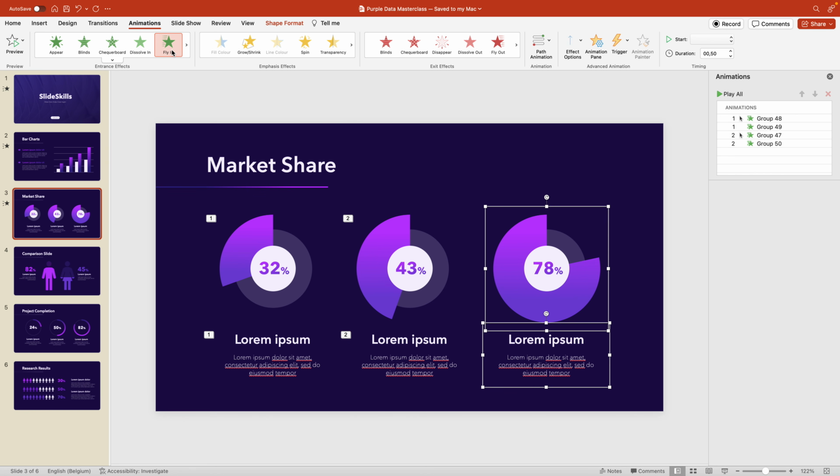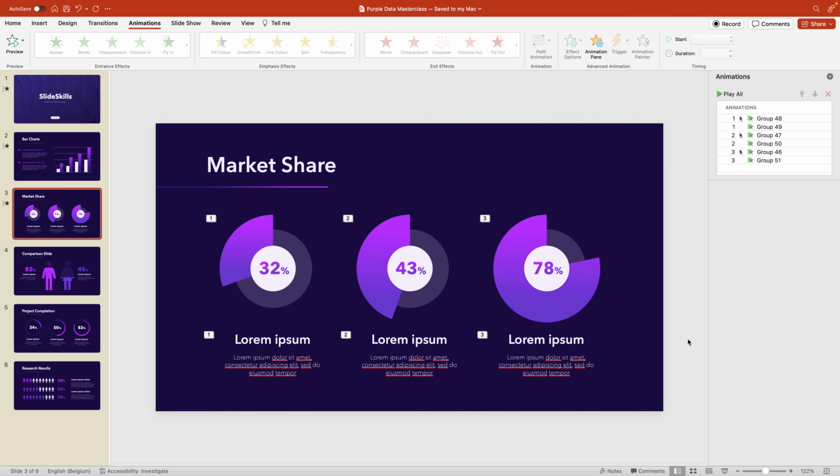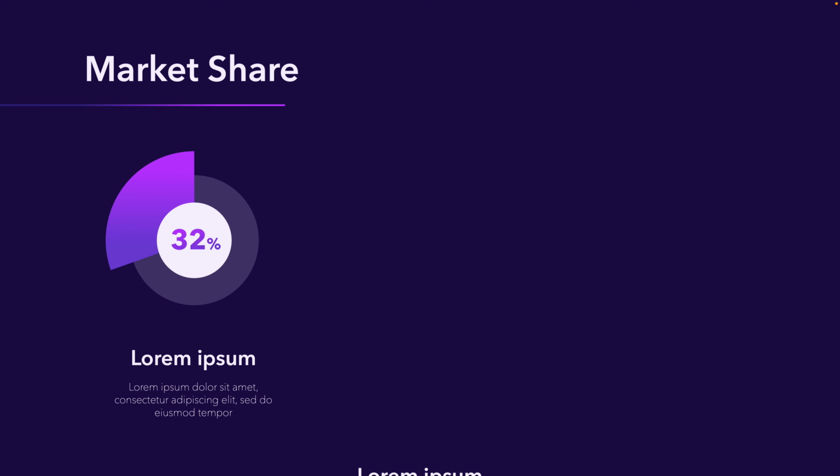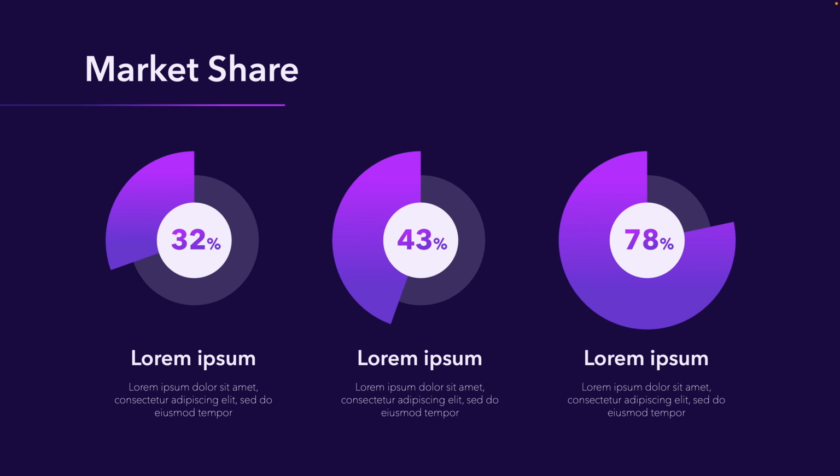Same thing for the last one, fly in effect, set the duration to 1, and then for the group, you can do 0.3. Everything comes on a click as you like it. So as soon as you click, you get the first option. Click again, you get the second one, and once more to get the third effect.